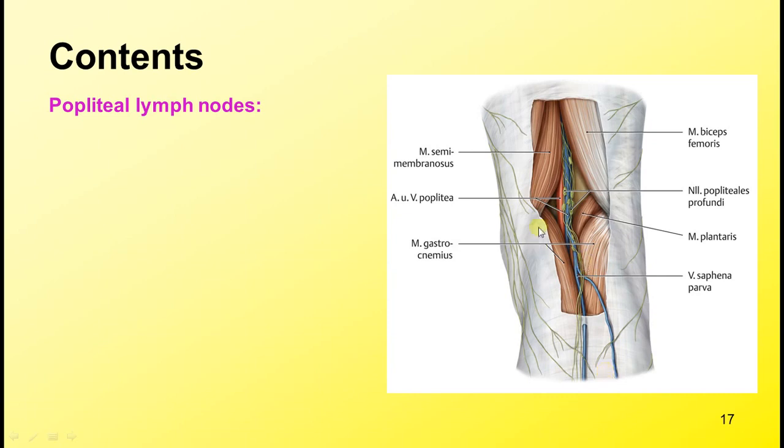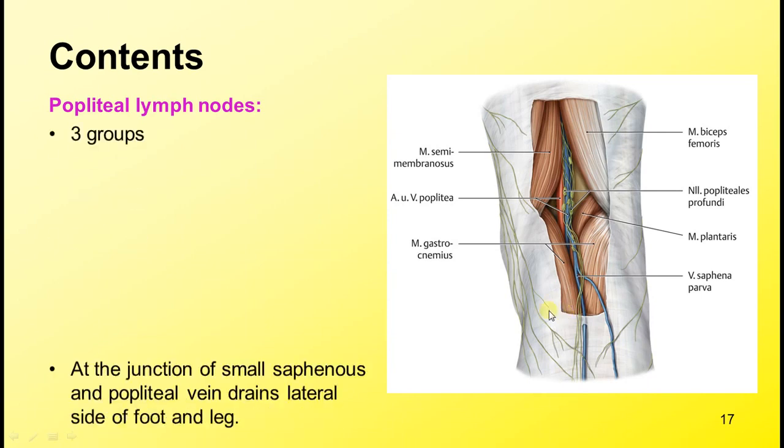Then a few lymph nodes are present between the artery and the knee joint, and they drain the lymphatics from the genicular vessels, the knee region. They are present between the knee joint and the popliteal artery. The rest of the nodes are situated on either side of the popliteal vessels, and they drain along the anterior and posterior tibial vessels.